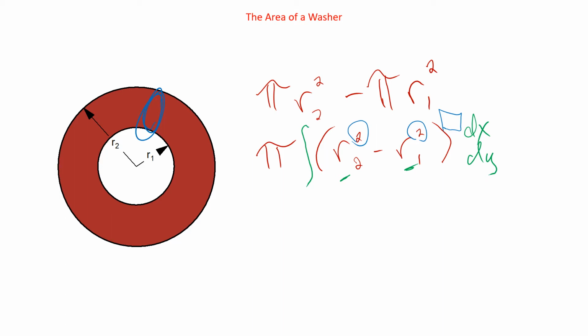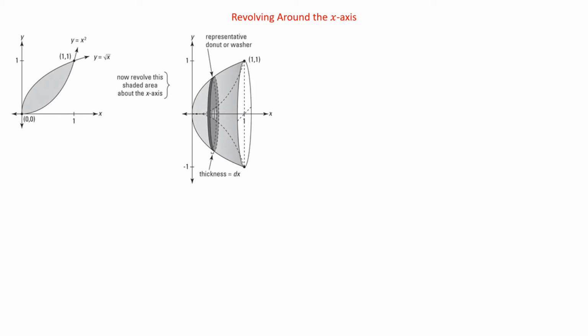So, let's look at what some of these volumes are when we rotate. First, let's rotate around the x-axis. So we're going to have a shape. The shape is this one: y equals x squared, y equals root x. Rotate around the x-axis, so it goes that way to form this shape over here on the right.